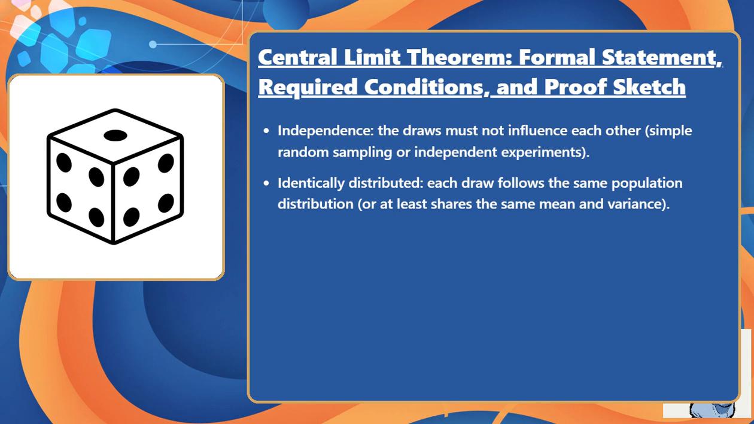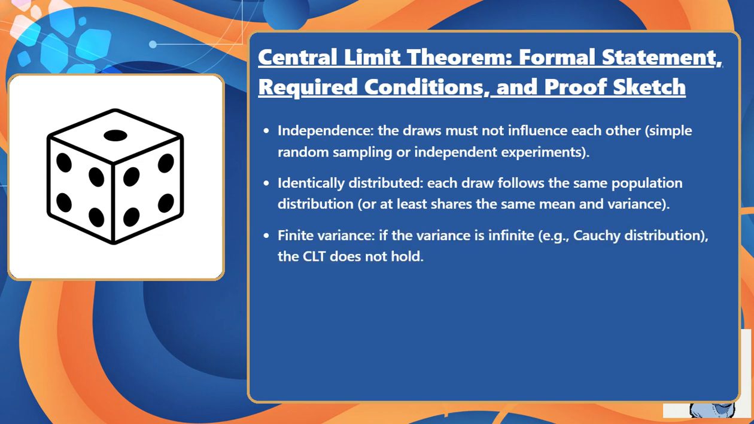Required conditions. Independence: the draws must not influence each other, such as simple random sampling or independent experiments. Identically distributed: each draw follows the same population distribution or at least shares the same mean and variance. Finite variance: if the variance is infinite, for example a Cauchy distribution, the central limit theorem does not hold.